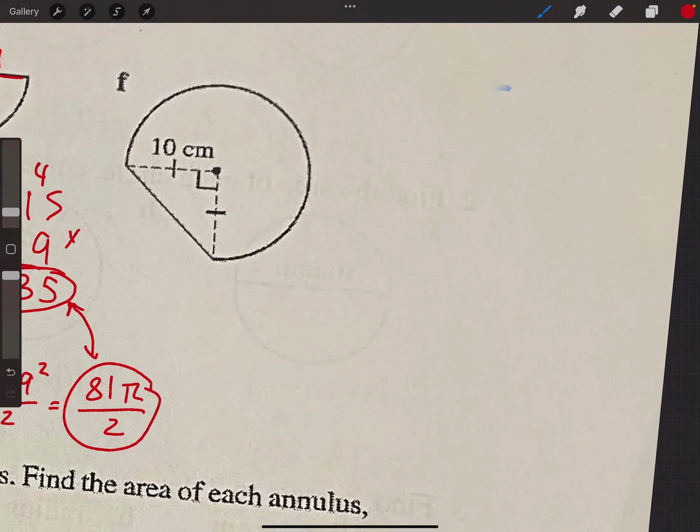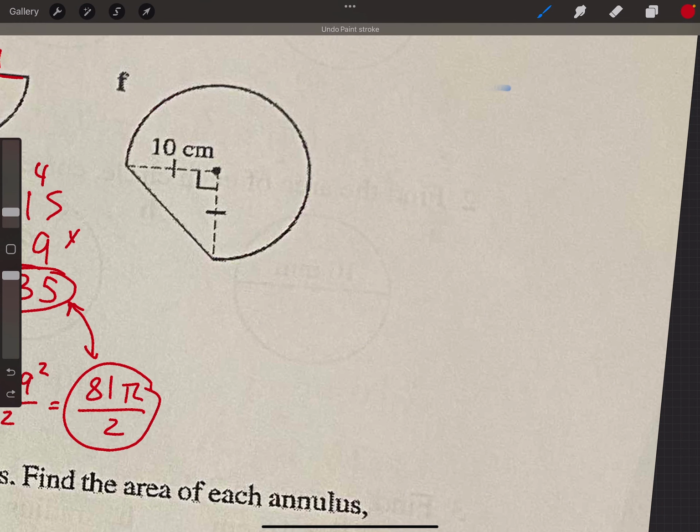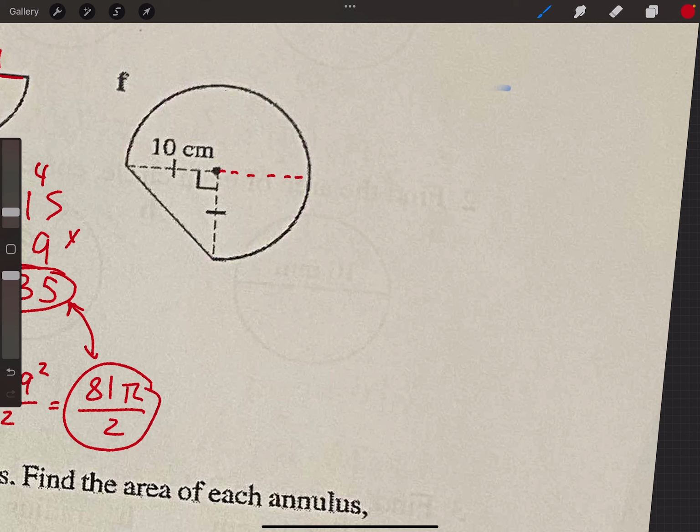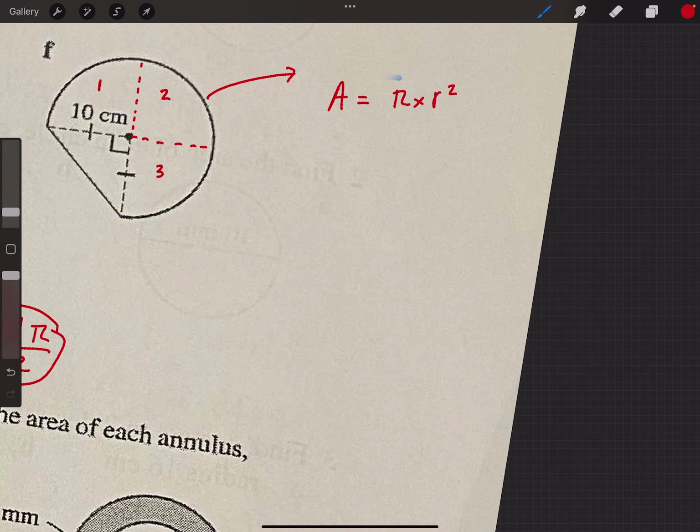Now for question F. Question F, you have what appears to be 3/4 of a circle. It's not the entire circle. So I can cut this like this, and you can see that's 1/4, 2/4, 3/4. So what we've got to do is find the area of this 3/4 circle. Now we know the area of a circle is equal to pi times radius squared. Now we have 3/4 of a circle, so we have to multiply by 3/4.